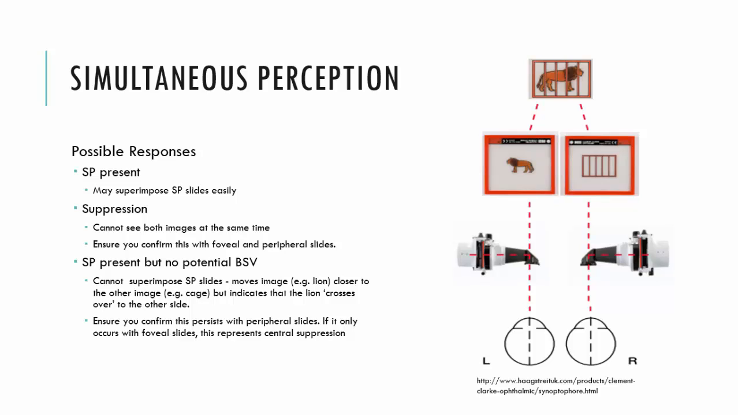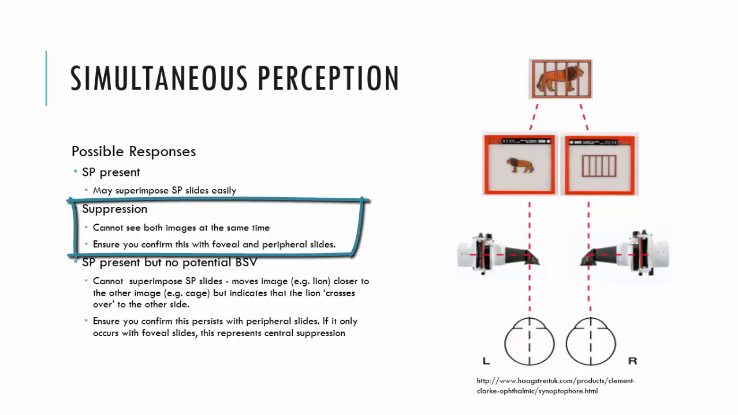One is, can the patient see the line and the cage at the same time? And then can they superimpose the line on top of the cage so that the line is in the cage? Now, if the patient can do those two things, then there's an indication here that simultaneous perception is present. The alternative is that they can't see one of the images. So as an example, if they can't see the line and the line is in front of the left eye, we have left suppression.